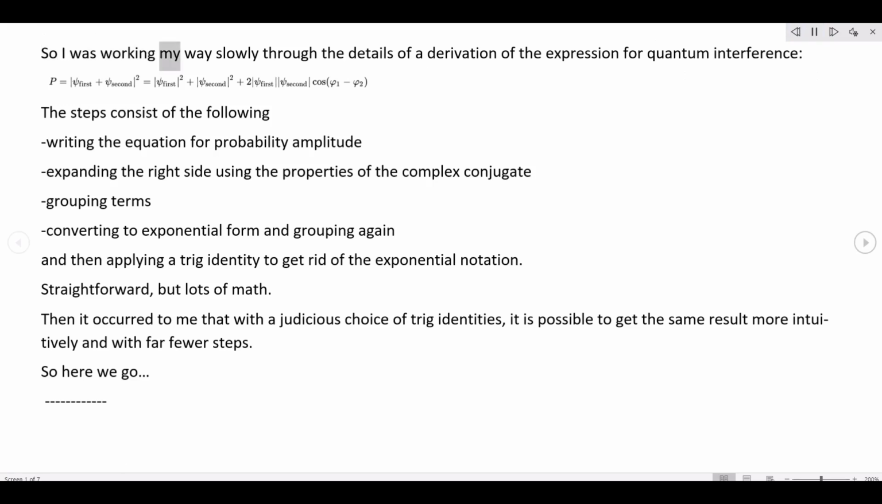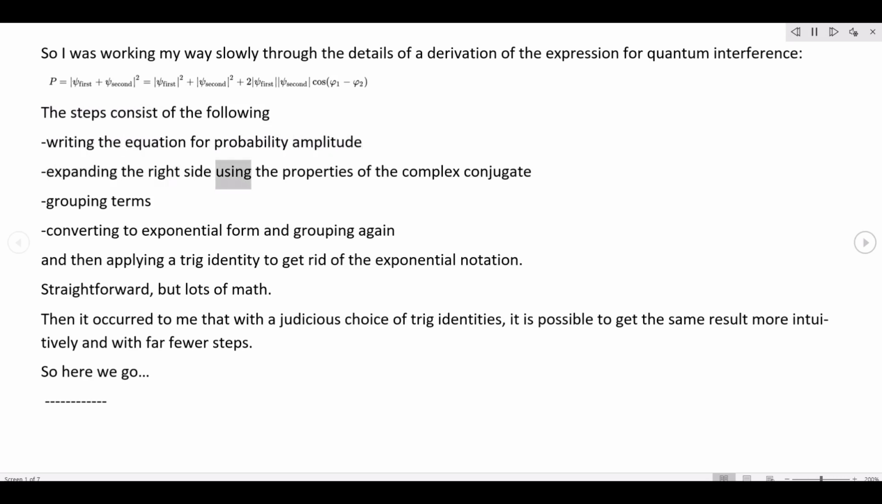So I was working my way slowly through the details of a derivation of the expression for quantum interference. The steps consist of the following. Writing the equation for probability amplitude.